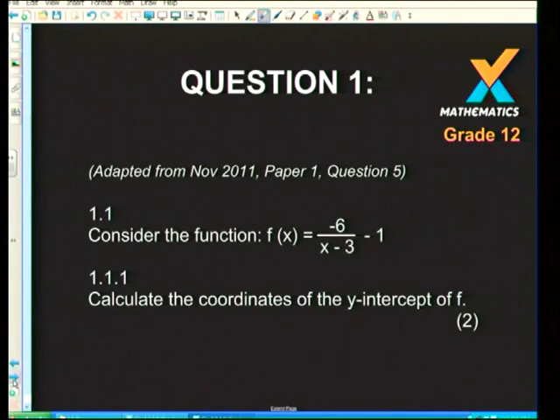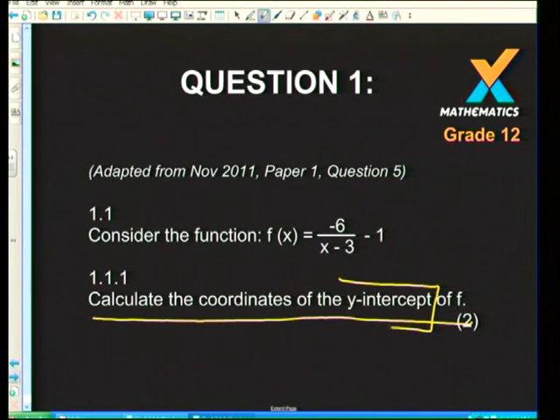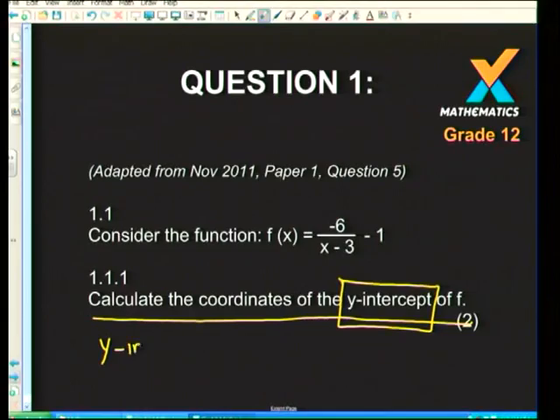This is adapted from November 2011, paper 1, question 5. It says, consider the function f of x equals minus 6 over x minus 3, minus 1. Calculate the coordinates of the y-intercept. Now, it doesn't matter what graph we've got. If we are finding a y-intercept, there's only one way to do it, and that's to let x equal 0. So for the y-intercept, let x equal 0.